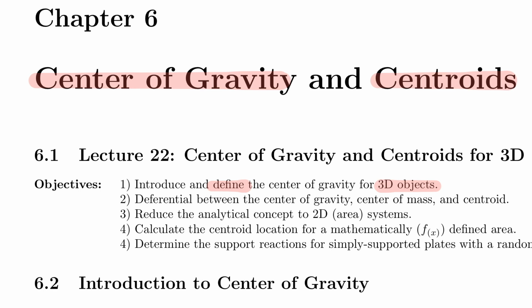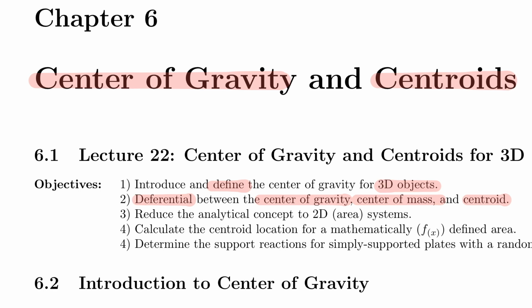However, before we go down to 2D systems, we want to be able to differentiate between the center of gravity, the center of mass, and the centroid. These are often used interchangeably, but they have specific definitions. And they also have, as you will see, very much the same kind of formulas to calculate them, but they are different in a certain sense. Our goal is to differentiate those clearly.